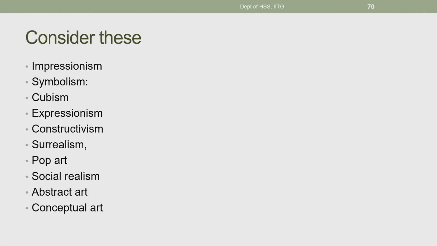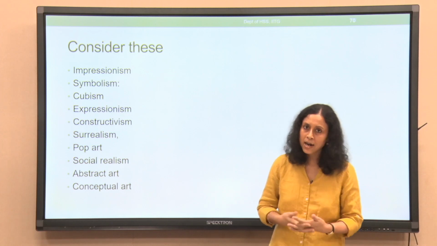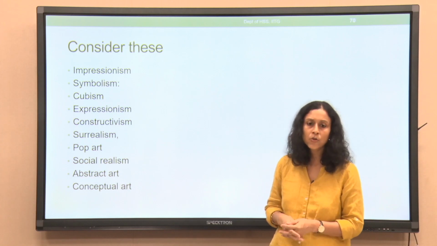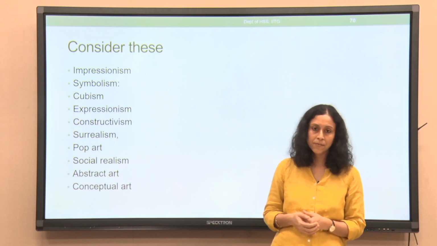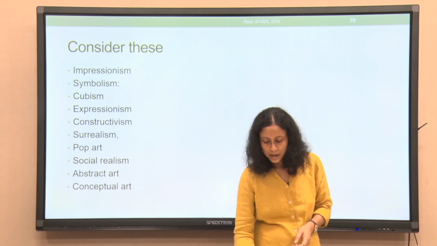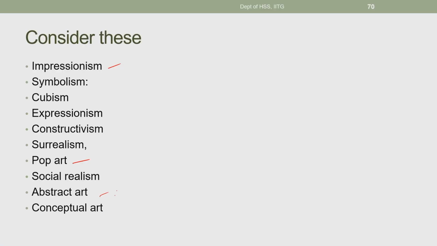These are only a few names, only a few schools of thought, or you can say types of art practiced over time. From impressionism to symbolism to cubism, I have not put them in any chronological order, it is just that there are all these possibilities. Impressionism, symbolism, and then later forms of art, abstract art, conceptual art, whereas these others are older. I have only added a few here, but there are so many more.